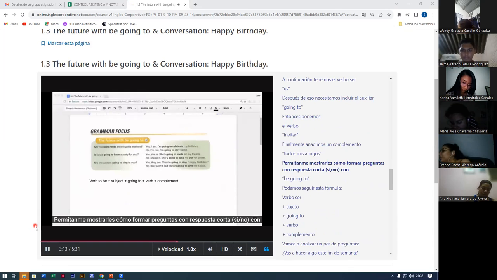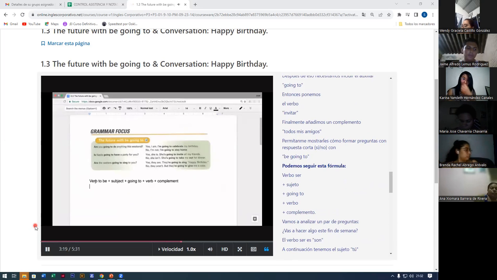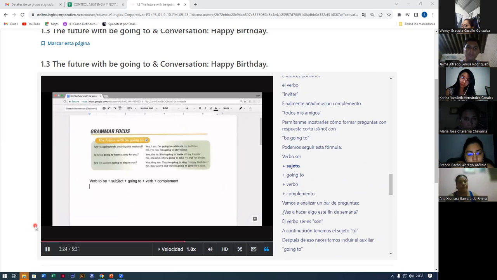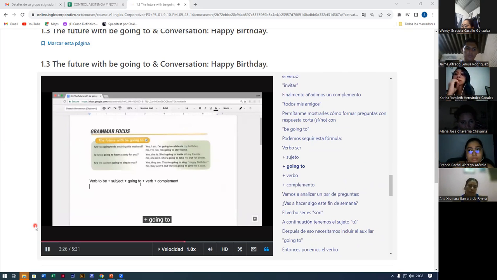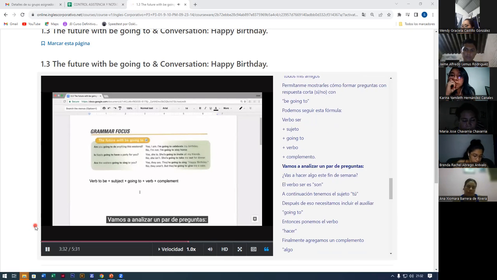Let me show you how to form yes or no questions with be going to. To do that, we're going to follow this formula. The verb to be plus the subject plus going to plus the verb plus complement. Let's analyze a couple of questions.